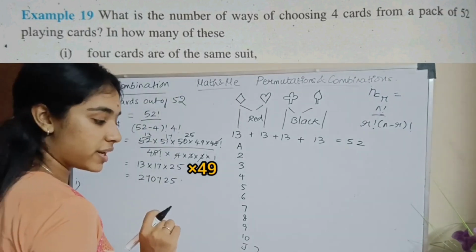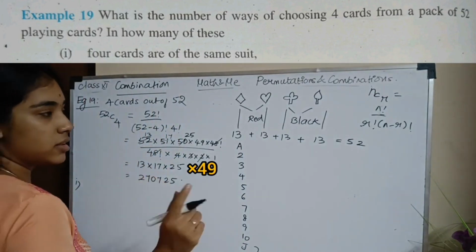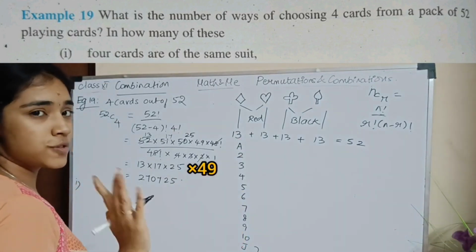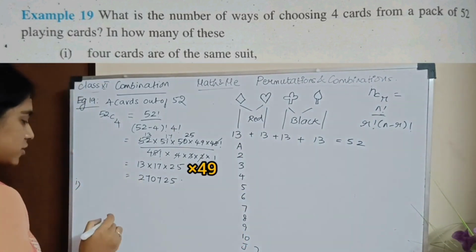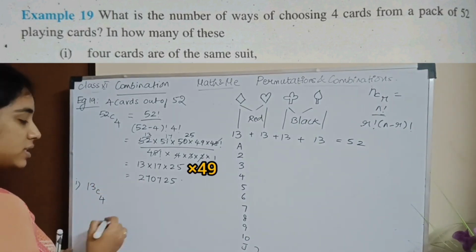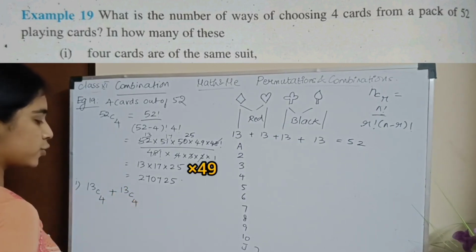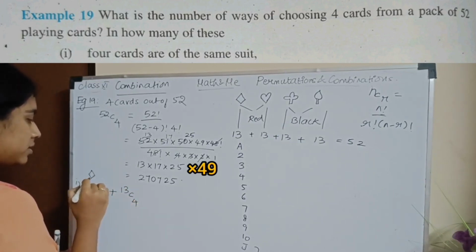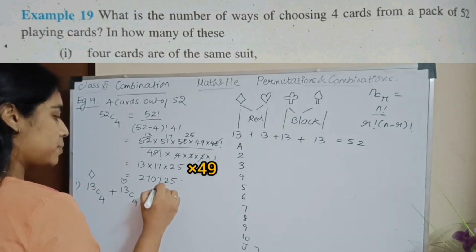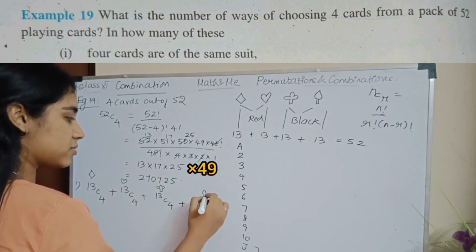Okay, first subsection, 4 cards are of the same suit. So from one suit, that is, it can be diamonds, hearts, clubs or spade. So I need to choose 4 cards from the same suit. So it will be 13 choose 4. So this can be diamond, or I can choose it from hearts. So it can be 13 choose 4. So this can be diamond, this can be a heart, or I can choose them from the clubs, or I can choose them from the spades.